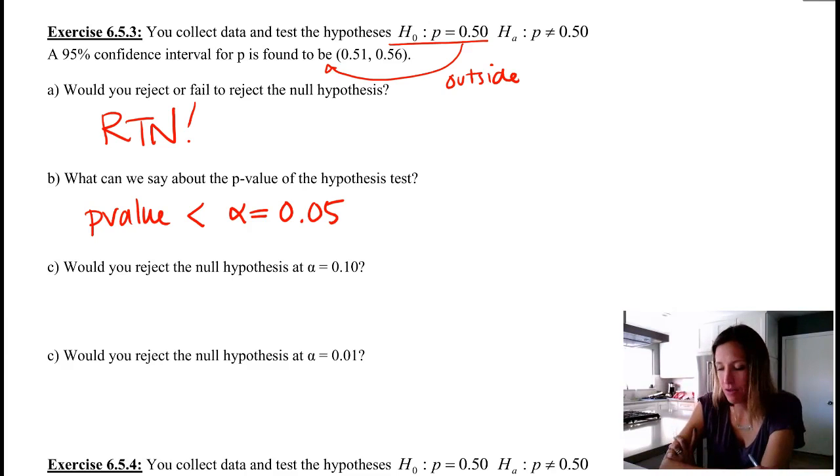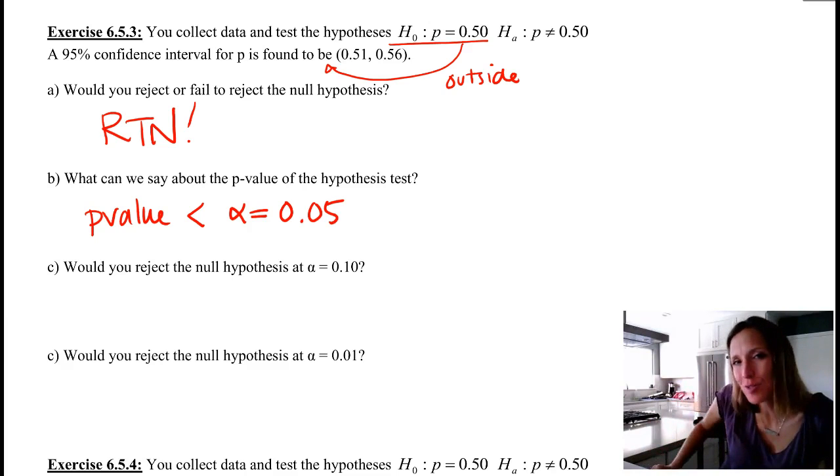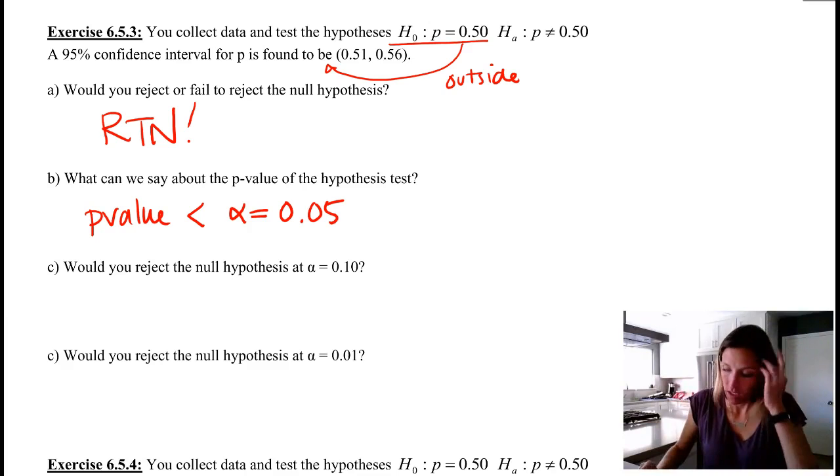Okay, now here's where it gets a little more interesting. Would you reject the null hypothesis at an alpha of 0.1? What I'd like you to do now is take a moment, pause the video, and try to do C and D on your own. Because if you can do them on your own, then it's really straightforward and you'll understand the reasoning. But describing why this is the case, students always get a little confused by.